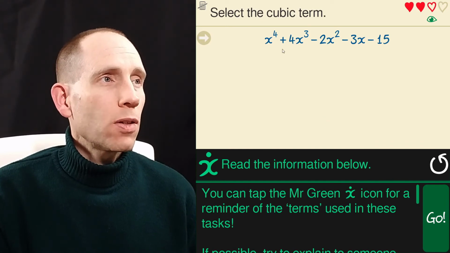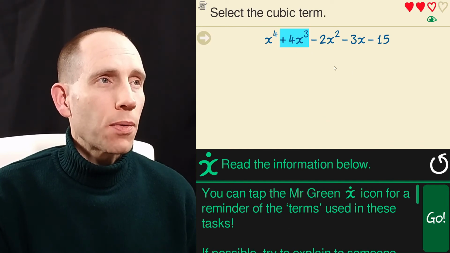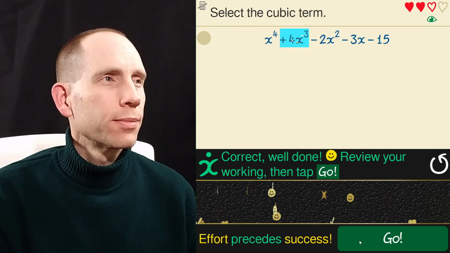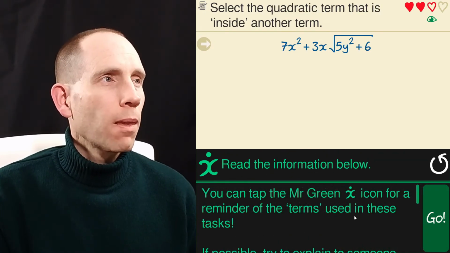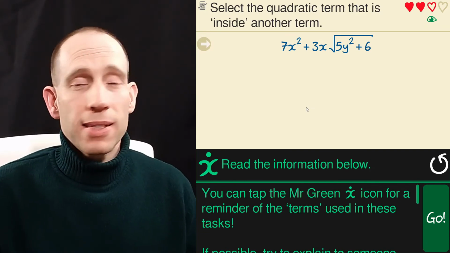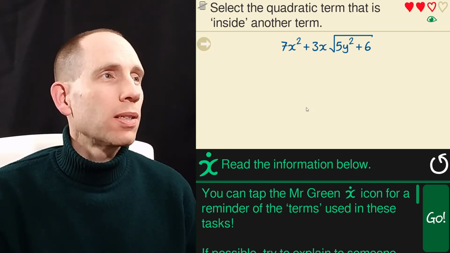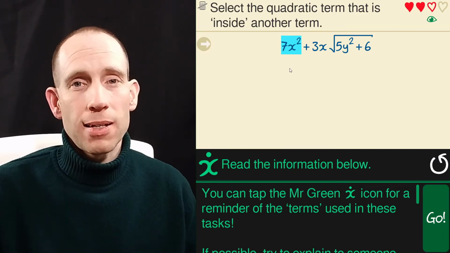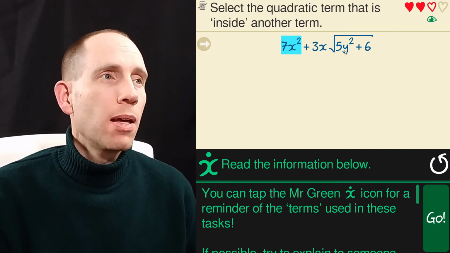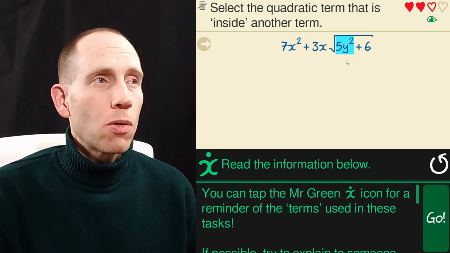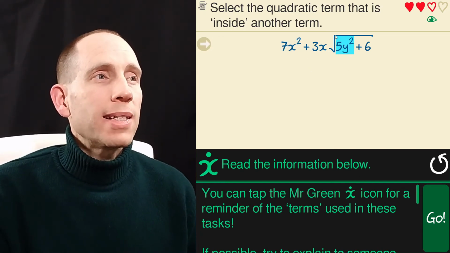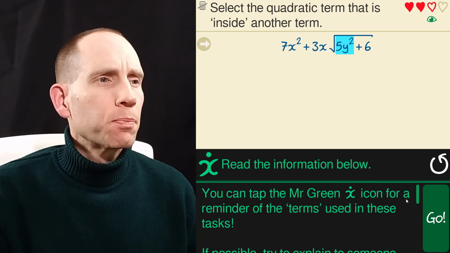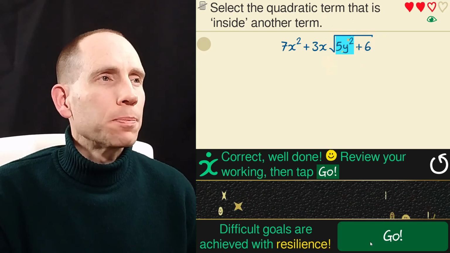Okay, so select the cubic term, so I'm looking for the x to the power 3. Yeah, that's good. Right, and then a bit of nested terms with those definitions. So select the quadratic term that is inside another term. So here's a quadratic term, but it's not inside another term. Here's another quadratic term, a quadratic y squared term, but it's inside this square root factor, which is being multiplied by the 3x. So I think it's going to be that one. Okay.